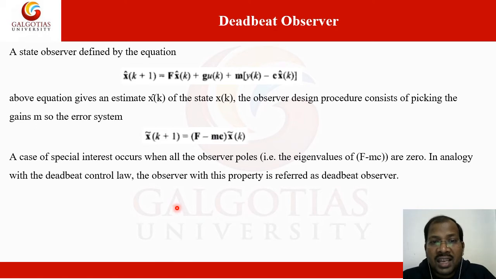As a special case, we also have to consider that all the observer poles lie at the origin. So these are 0. Here we get the deadbeat controller and observer, with this property represented by the observer. So here all the poles lie at the origin.